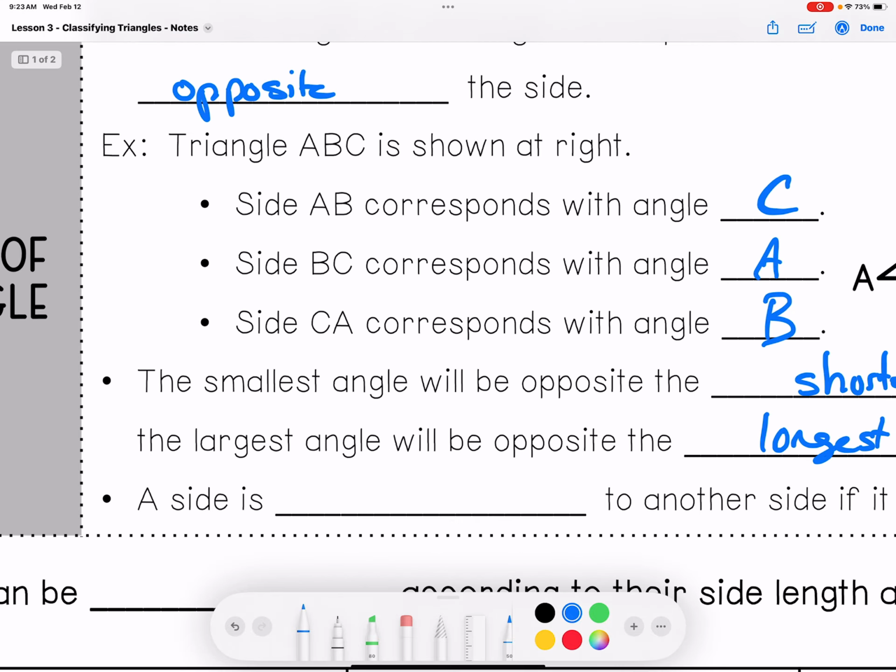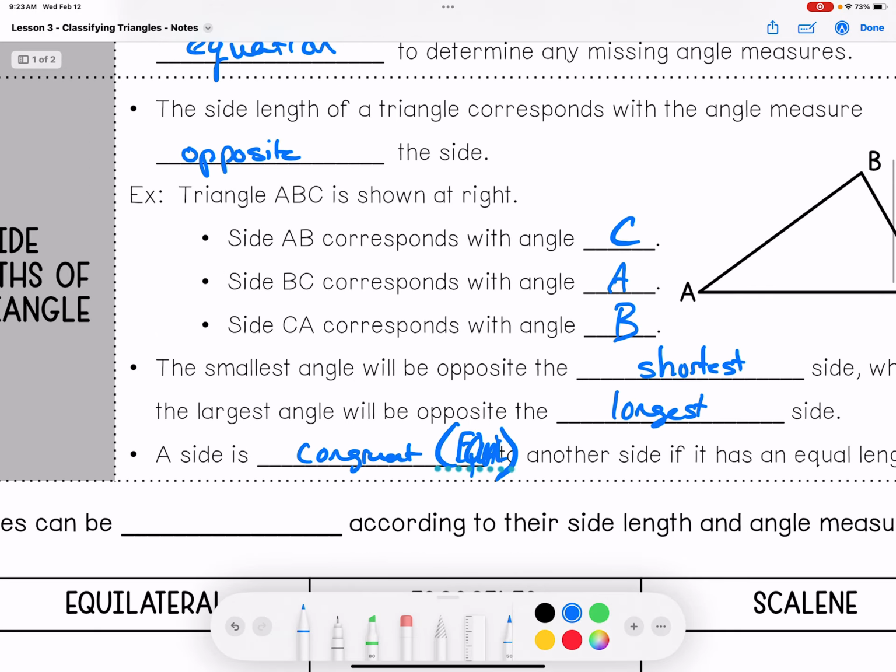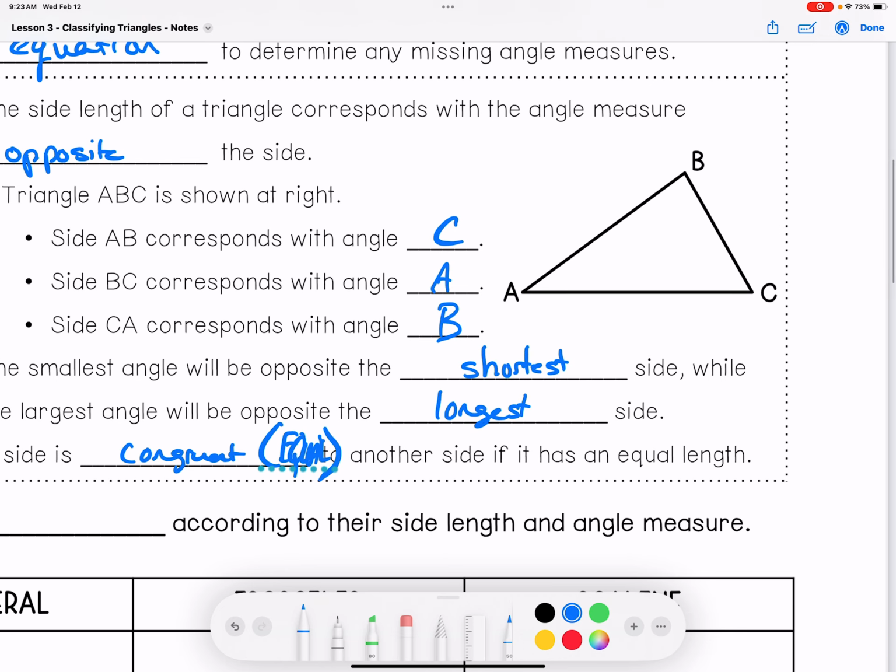All right, last thing you need to know is a side is congruent. Remember, that means equal if you still don't know what that means. We talked about it yesterday, though. Congruent means equal. A side is congruent to another side if it has equal lengths. And the way that we show that is we use these things right here. That means all three sides are the same thing, which also means that the angles would be the same thing, because these have a direct correspondent to the angle. So if they're all the same, then all the angles are going to be the same. All right?